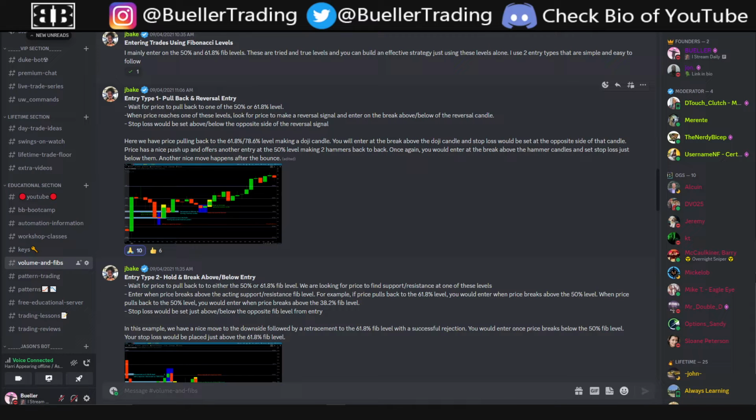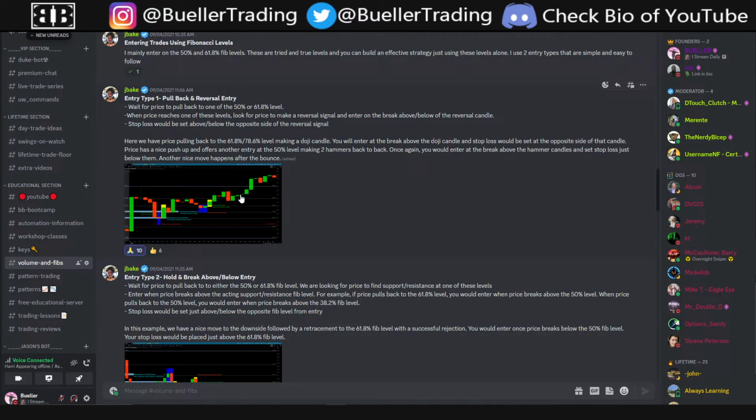Here we have price pulling back to the golden pocket and 78.6 level, making a doji candle. You will enter at the break above the doji candle, and a stop loss would be set at the opposite side of that candle. Price has a nice push up and offers another entry at the halfway point, making two hammer patterns back to back. Once again, you would enter at the break above the hammer candles and set stop loss just below them.